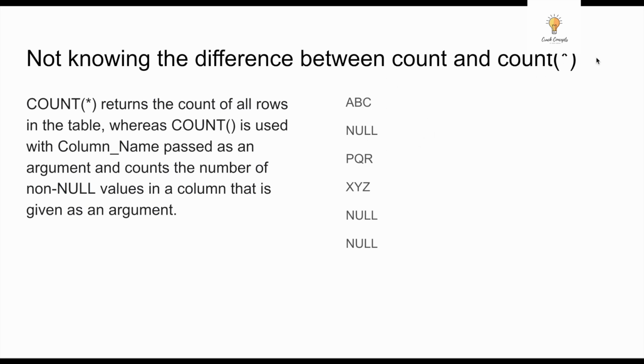But count star will return all the values regardless of nulls. So count star will return 1, 2, 3, 4, 5, 6. So count will return 3 and count star will return 6. It's very important for you to know the difference between count and count star. Otherwise, you will get different answers and that will confuse you.